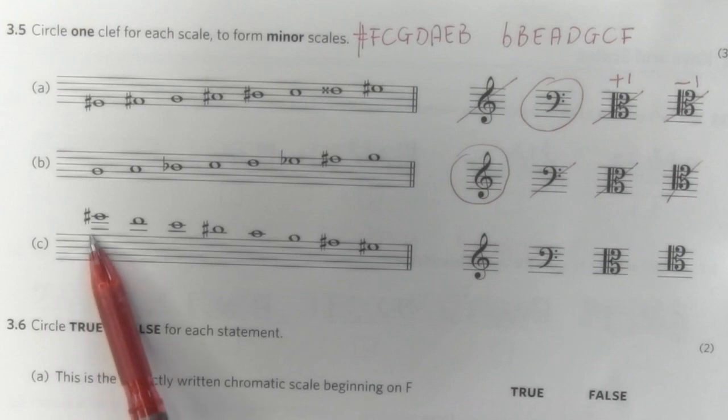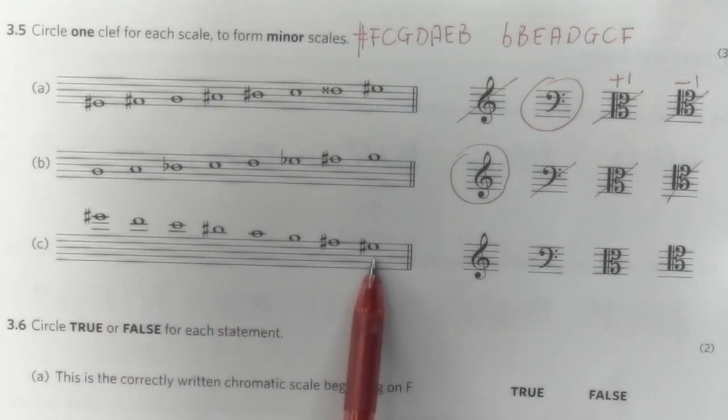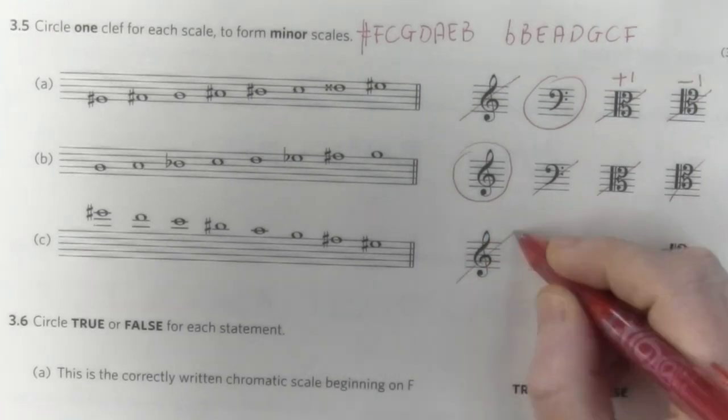In the last exercise, let's have a look. Oh my God, okay, we go from this note. This note could be E sharp. E sharp doesn't exist because in the scales it would be called F. So we can exclude the treble clef.